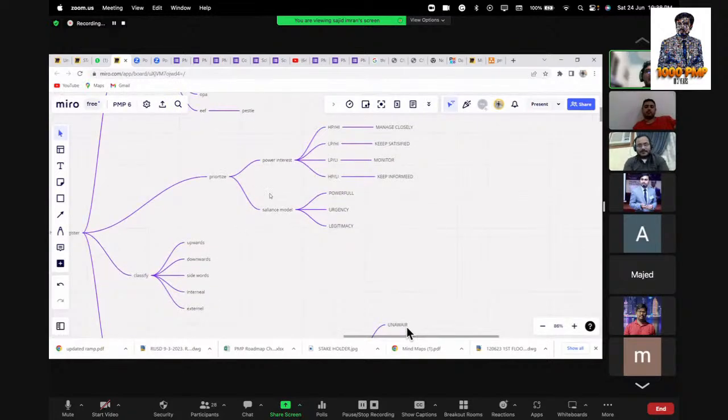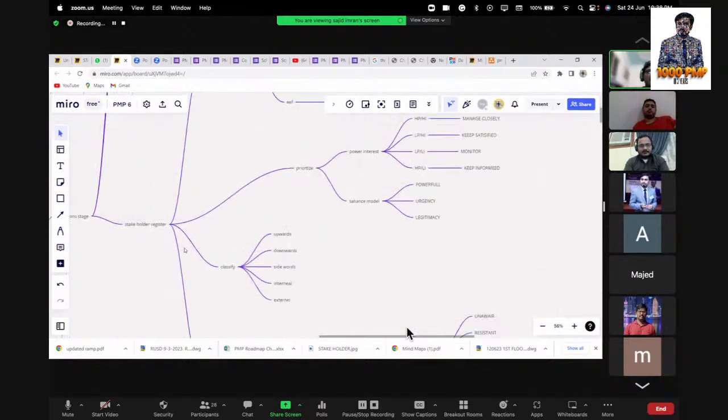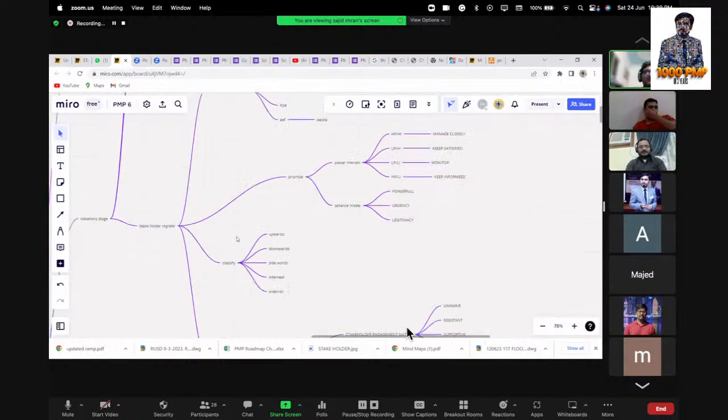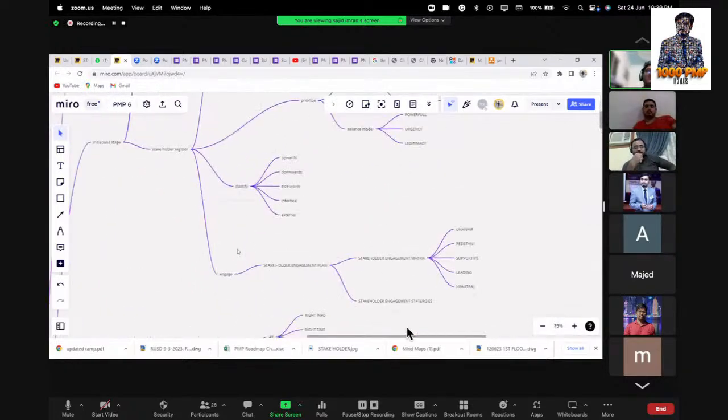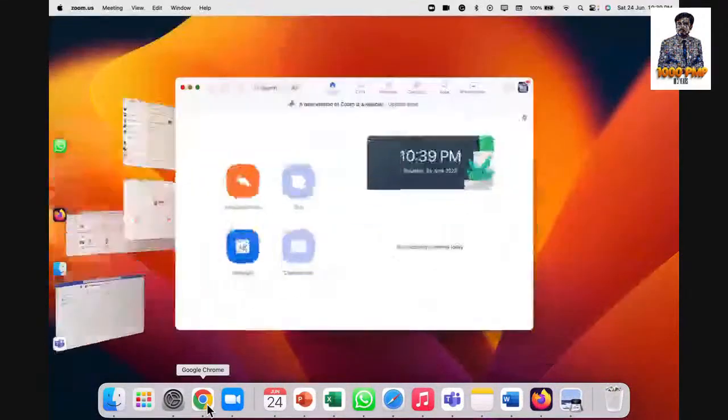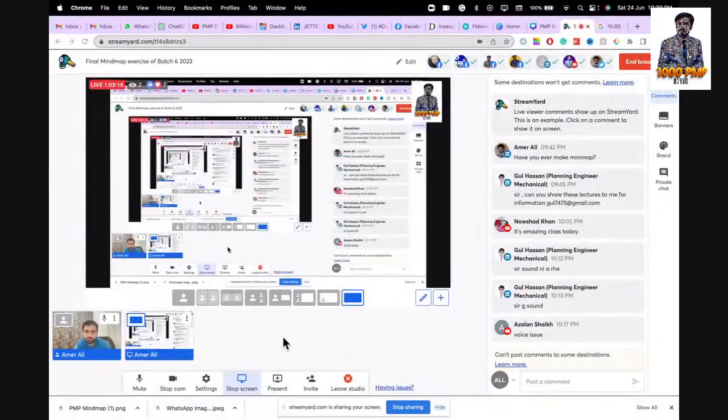In prioritizing, there is a salience model: power, urgency, and legitimacy. In the stakeholder register, we also have one more branch, classify: upwards, downwards, sidewards, internal and external stakeholders. So we classify in that. Engage stakeholders: how to engage those stakeholders, we make a stakeholder engagement plan.